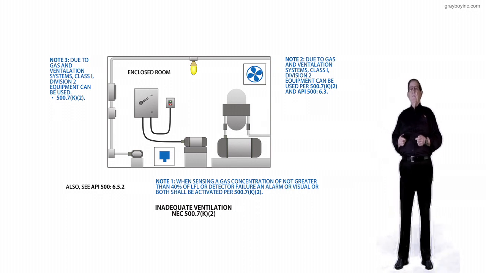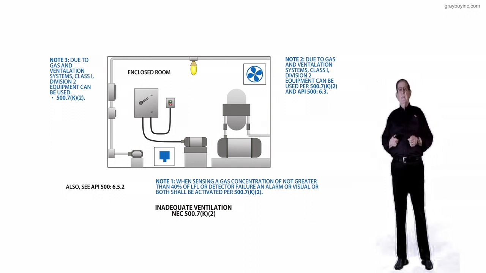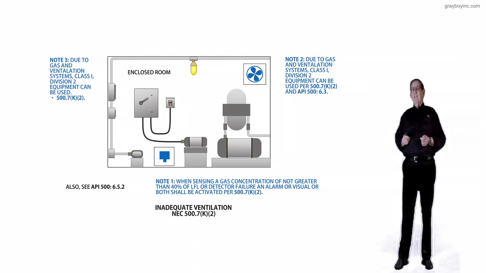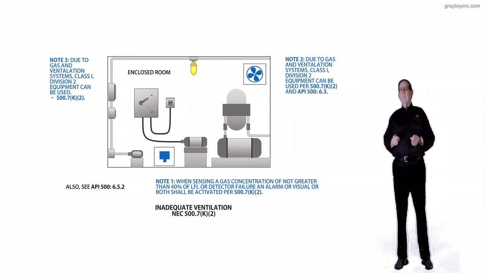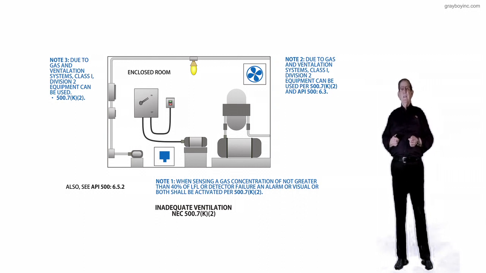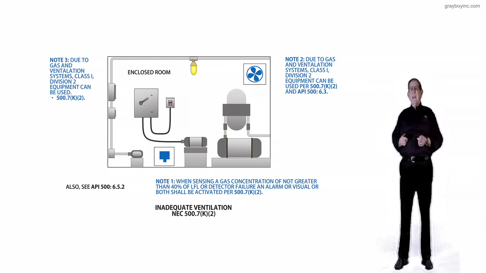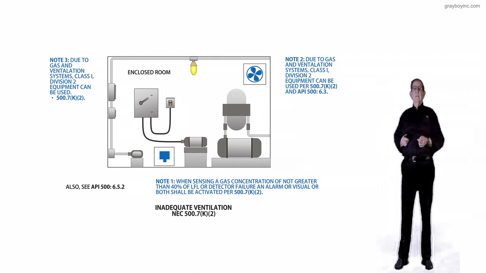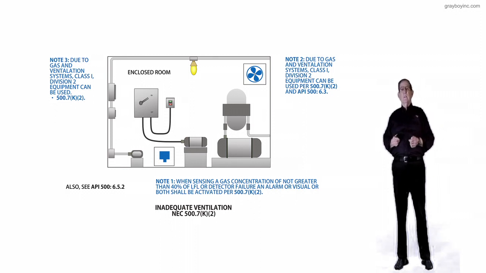First of all, let's review note 1 right underneath the illustration. When sensing a gas concentration of not greater than 40% of the lower flammable limit, LFL, or detecting a failure, an alarm or visual type of warning is given, and both shall be activated in accordance with 500.7(K)(2) as well as API 500 if it's a gas plant.